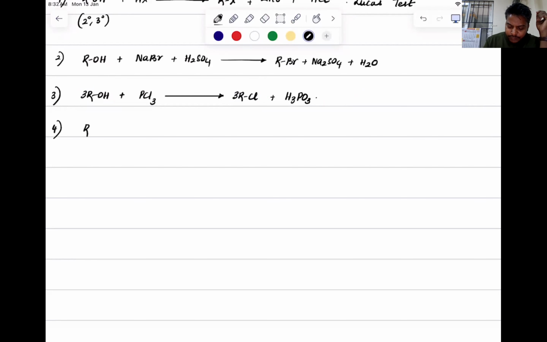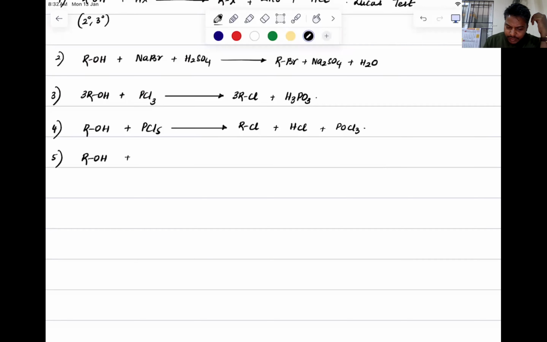Next, if you have alcohol plus PCl5 instead, with PCl5, what does it change to? It will convert into RCl plus HCl plus POCl3. These are the products formed. Okay.